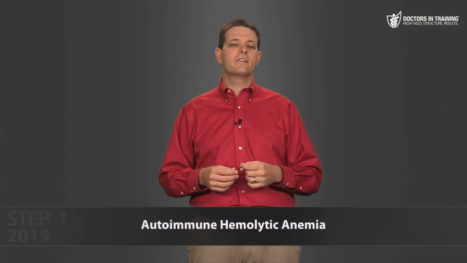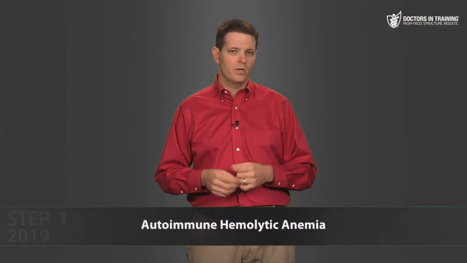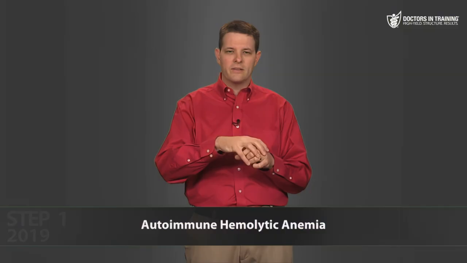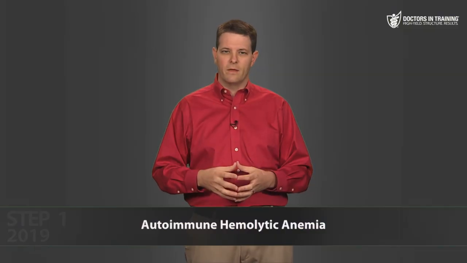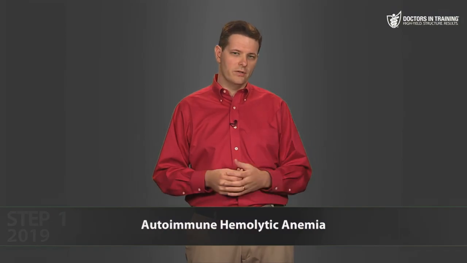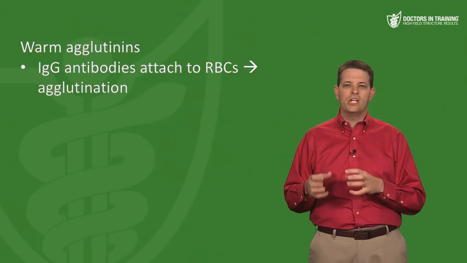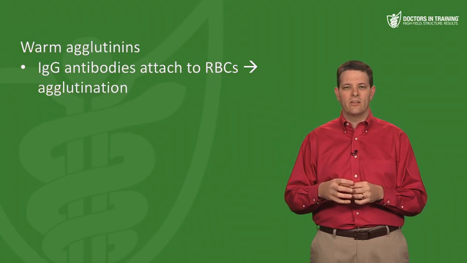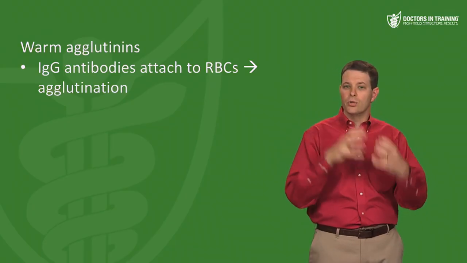Then finally, we're ready to discuss autoimmune hemolytic anemia, which means that autoantibodies are binding to the red cells and causing cell lysis. So we divide these autoantibodies into warm agglutinins and cold agglutinins. Warm agglutinins are IgG antibodies that attach to the red cells and cause them to clump together or agglutinate.